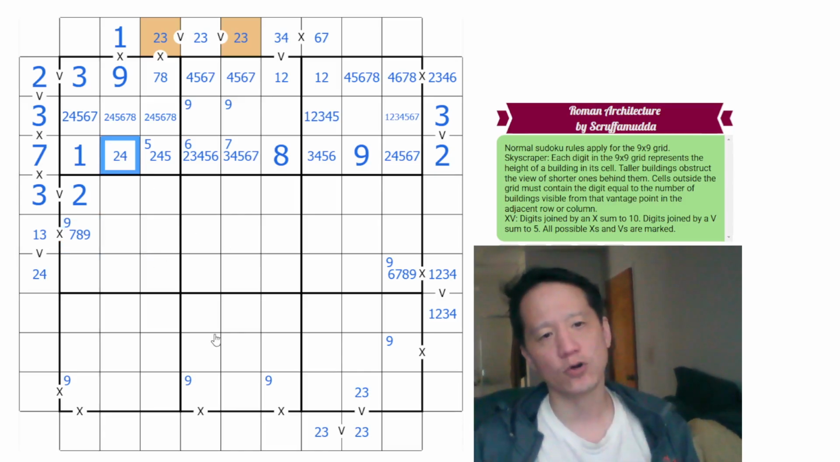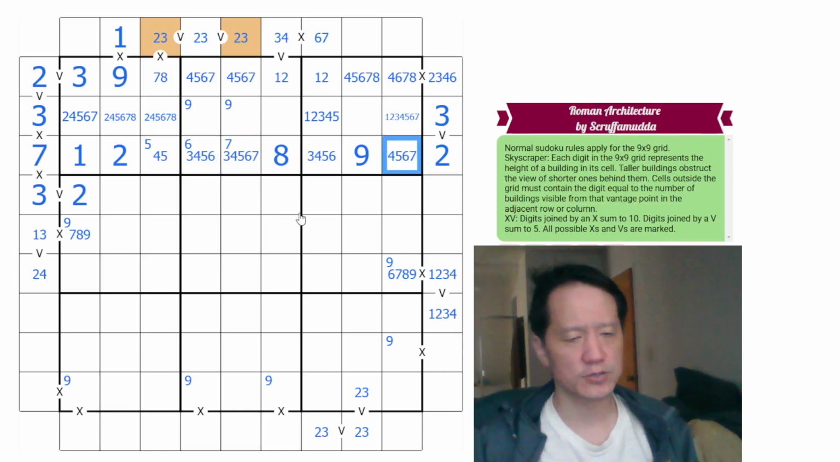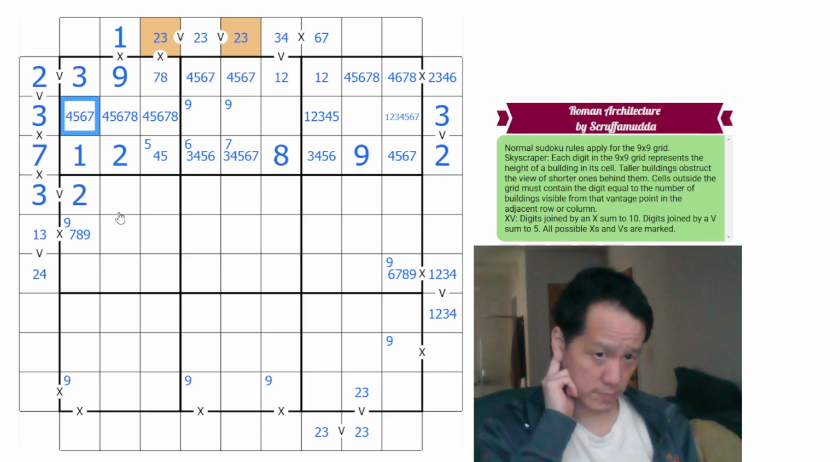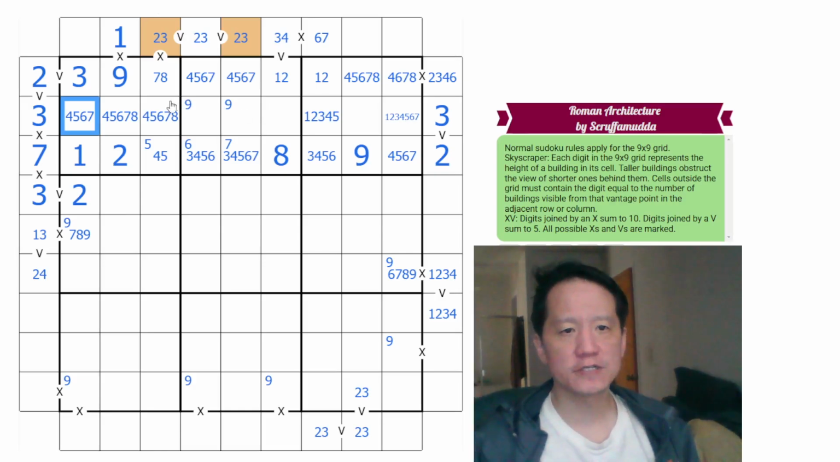This can't be 4. If this is 4, this would have to be a V. So this must be 2. None of these can be 2. This can't be 2 anymore. None of these can be 2. So this is at least 4 through 7. The 6 has to be one of these 3 because this is 4, 5. This has to be steadily increasing because this one is not seen.